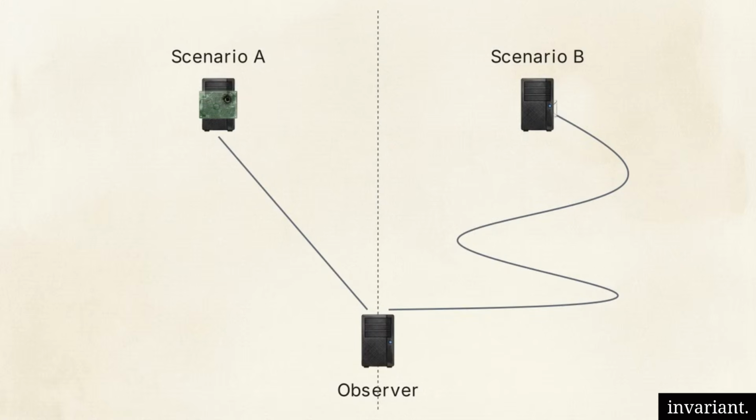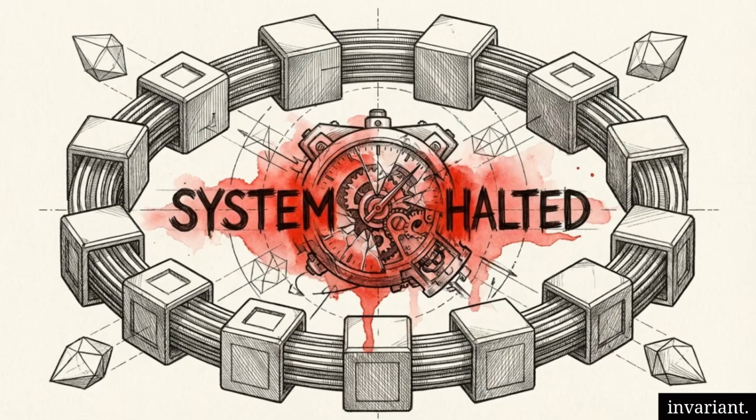Without a shared clock or fixed time limits, it is mathematically impossible to distinguish between a node that has permanently crashed and a network link that is running exceptionally slow. This ambiguity prevents the system from reaching a unanimous decision state.